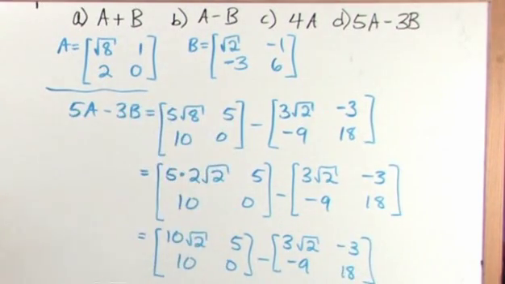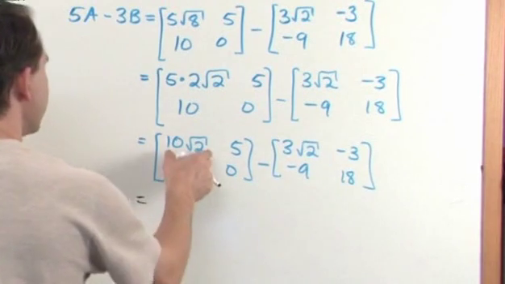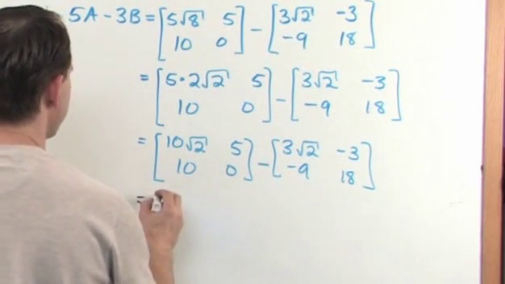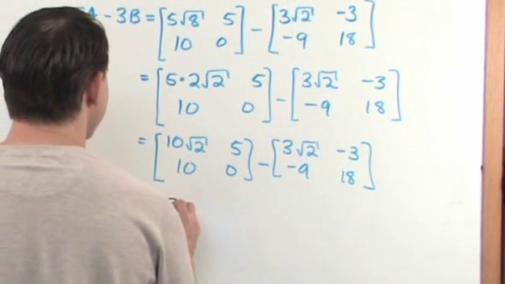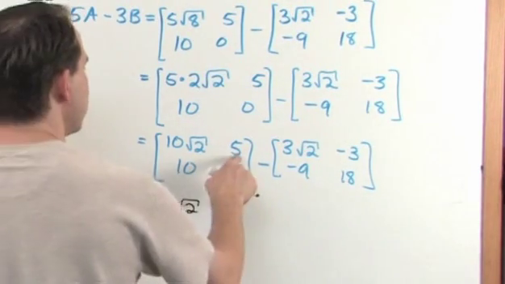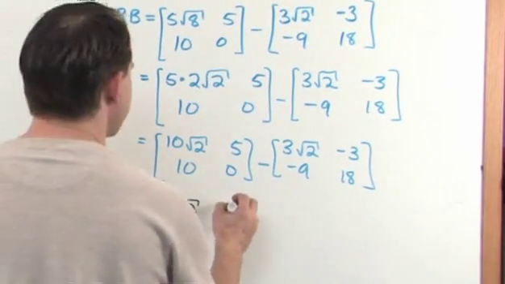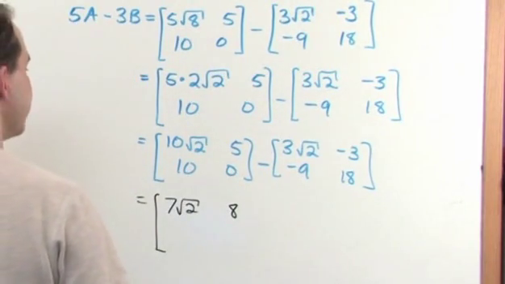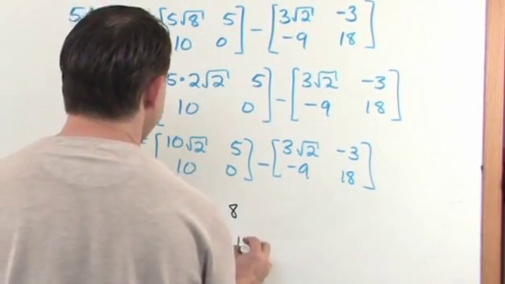Now, after doing the scalar multiplication, we have two matrices that have exactly the same size and shape, so we can go element by element and do the subtraction, no problem. Starting with this element minus this one: 10 times the square root of 2 minus 3 times the square root of 2. Basically, you're just subtracting the coefficients because the common term is the square root of 2. 10 minus 3 gives me 7 square root of 2. This element, 5 minus a negative 3, is like adding 5 plus 3. You add the opposite. So you're going to get 8. 10 minus negative 9 is the same as adding 10 plus 9. So you'll get 19. And then 0 minus 18, obviously, is going to be negative 18.